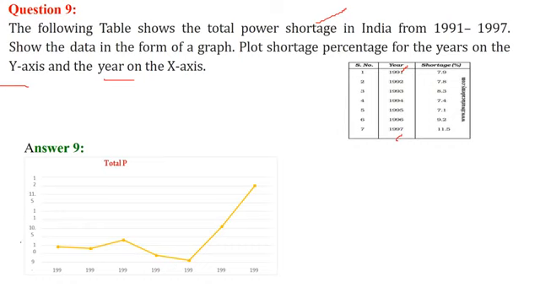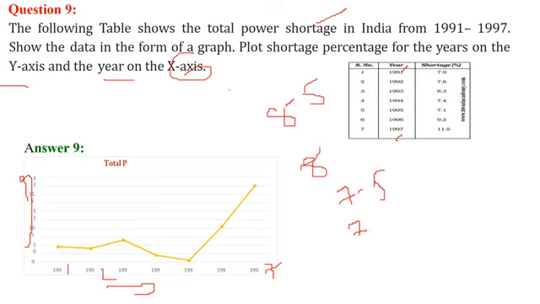This is the y-axis, this is the x-axis. So we have the x-axis as years, 1991, 1992 to 1997, and these are the shortages. We can start with various numbers and plot it. I hope you will be able to do it easily. Because the lowest is 7.1, you can start with 7 and then go ahead, like 7.5, 8, 8.5, 9, 9.5, and just plot these.